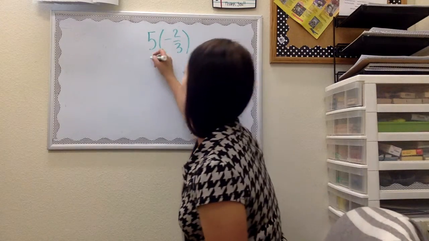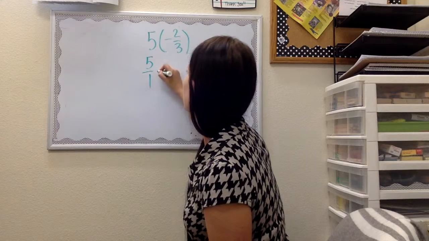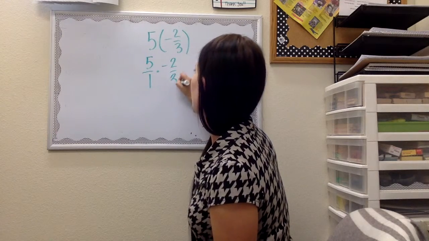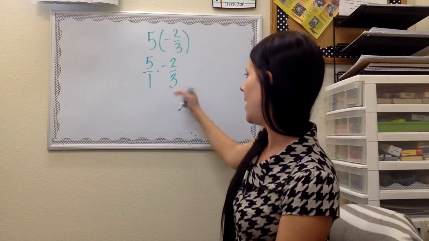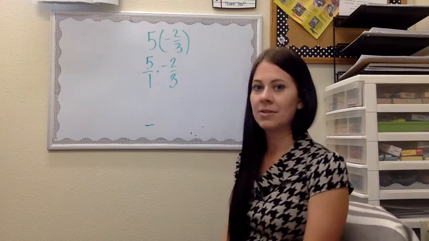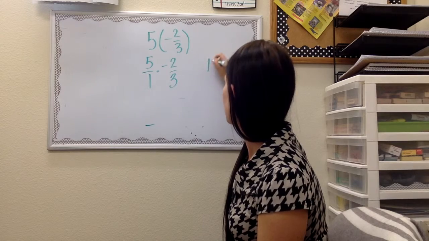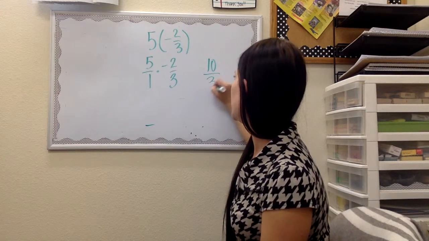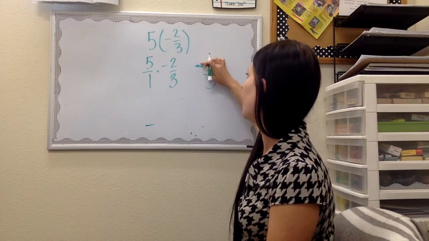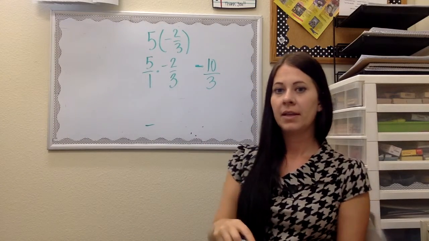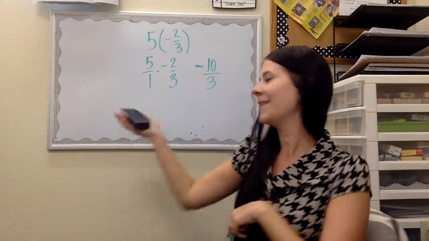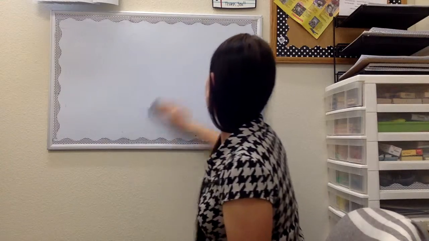So I want to rewrite this as 5/1 times negative 2/3. Now, a positive times a negative is a negative, so I know my answer is negative. 5 times 2 is 10. 1 times 3 is 3. I can't reduce it, and I can't forget my negative. All right, hopefully you got that one correct. Let's try another one.